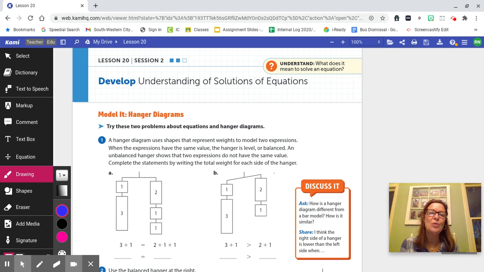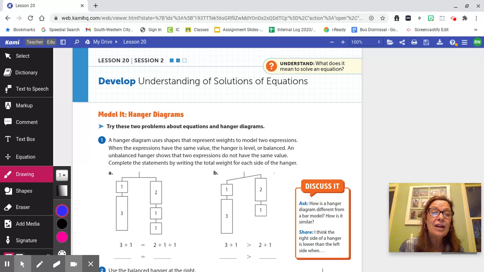This is lesson 20, session 2, understanding of solutions of equations. So yesterday we talked about balancing an equation, and today we're going to look at some different diagrams to help us picture what we are doing. So try these two problems about equations and hanger diagrams.